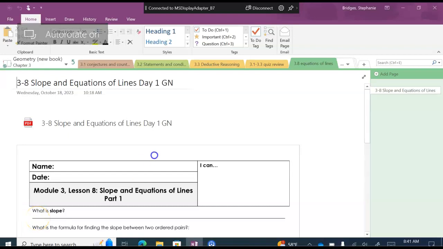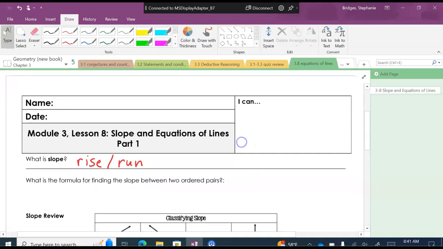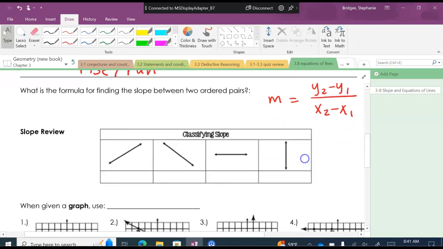Okay, so again, the very first thing we were supposed to fill in is the question, what is slope? And that is the way a line is rise over run. Okay, rise over run. And the formula again for slope is m equals y2 minus y1 over x2 minus x1. And so we're looking at the 4 different types of slopes.